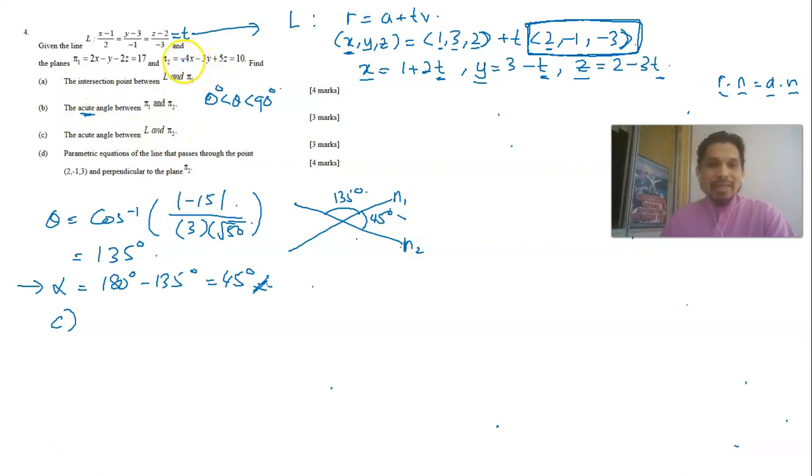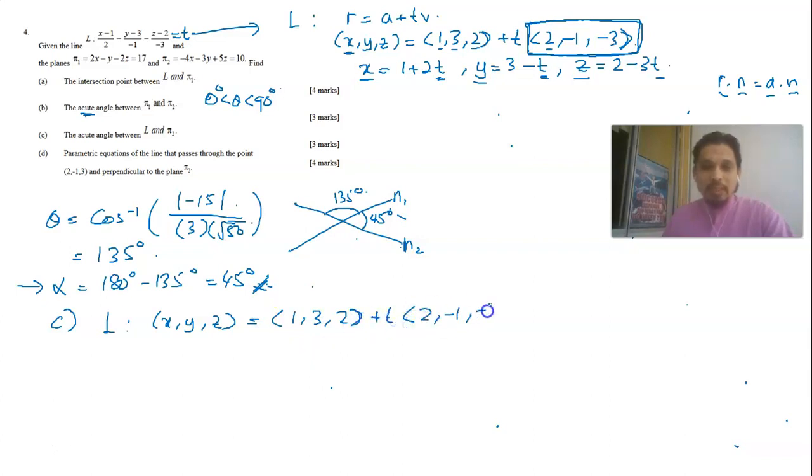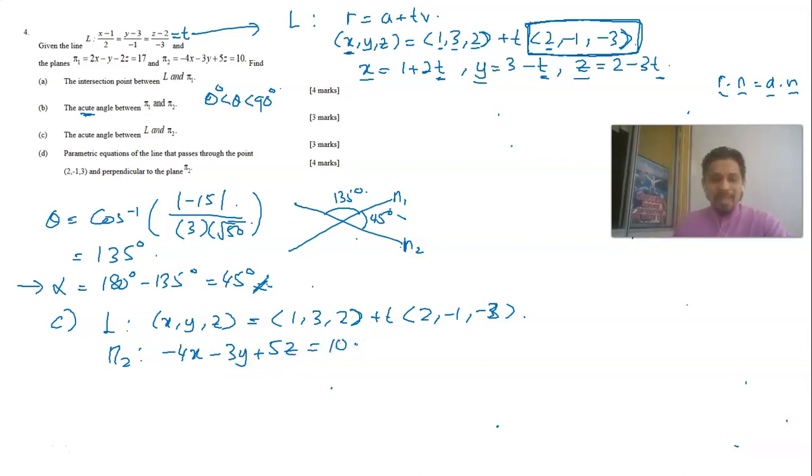For pi 2, here we look at negative 4, negative 3 and 5. So it's between L1, which is x, y, z equal to 1, 3, 2 plus t times v, 2, negative 1, negative 3, and pi 2, which is negative 4x minus 3y plus 5z equal to 10. Again we're going to use the same process of theta equal to arccos of all this. So this is our reference here now, and for pi 2, n equal to negative 4, negative 3 and 5.